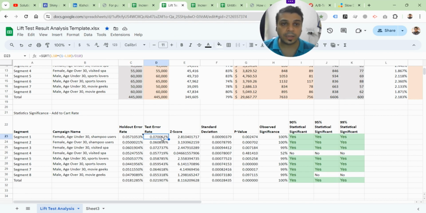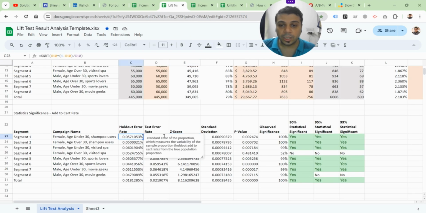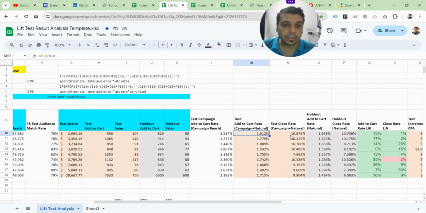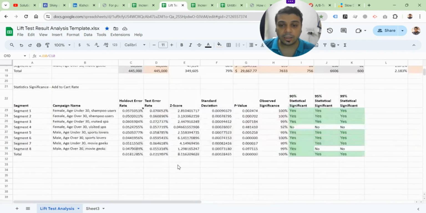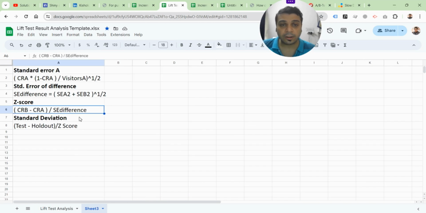Again, in a different video, I might explain each of these formulas, but you can just look at this formula and try to understand what's going on here. And similarly, we do it for the test error rate, just like we do for the holdout error rate. Again, for each of the segments, we calculate something called the Z-score, which is basically the difference of the two values. So this is the difference of the add to cart rates for the test and the holdout samples and populations, and then you just divide it by the standard error difference.